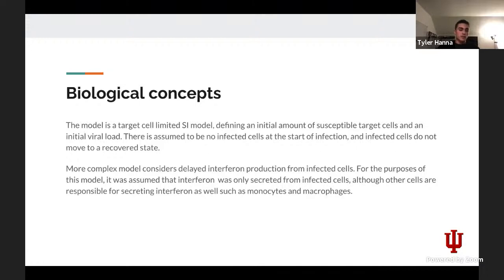The more complex model considers the delayed interferon production, and interferon is produced from infected cells. Interferon is not just produced from infected cells, but for the purpose of this model, it was assumed to be from infected cells only. But interferon is in fact secreted from monocytes and macrophages as well.